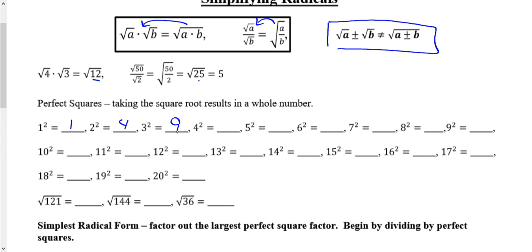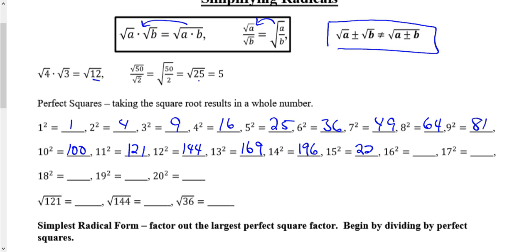You get the idea? And 4 squared is what? 16. 5 squared, right? You'll need to know this list. And then 36, 49, 81, 100, 121, 144, 169, 196, 225, 256, 289, 324, 361, and 400, and it goes on and on.